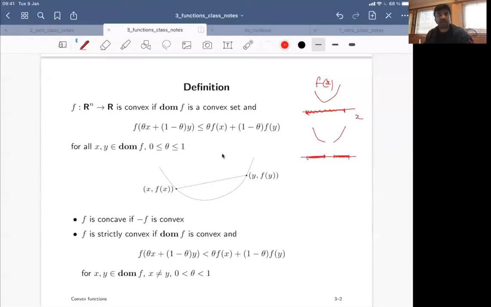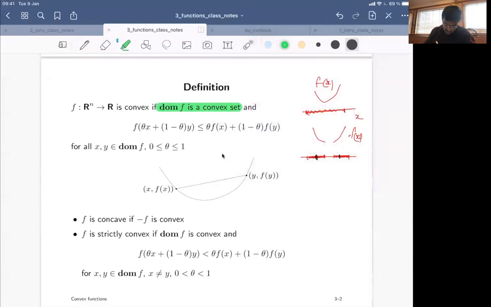This is my domain. Is it convex? It is not convex. If you pick any 2 points here, and draw a line between them, that line is not in the set, so that is not convex. So if you are given a function like this, without looking into the function, just by looking into the domain, you can say that, okay, this is not a convex function. Okay, so that's the first thing. For a function to be convex, the domain of f has to be a convex set.